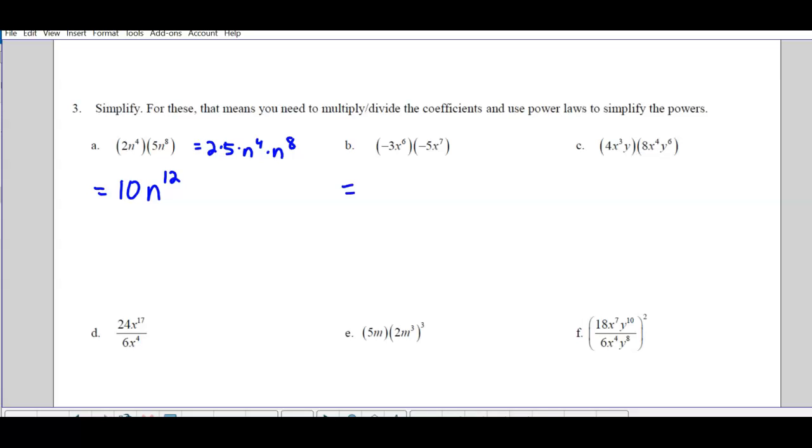Multiplying again, 2 negatives make a positive, so that's 15, and then adding the exponents on the common base of x, that's 13. Okay, then 4 times 8 is 32, x cubed times x to the 4th is x to the 7, y times y to the 6 is y to the 7, right? That's like a 1 there. So it doesn't say it's y to the 6, you're multiplying it, so be aware of that. Okay.